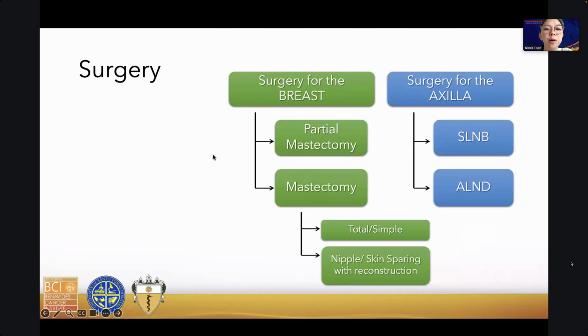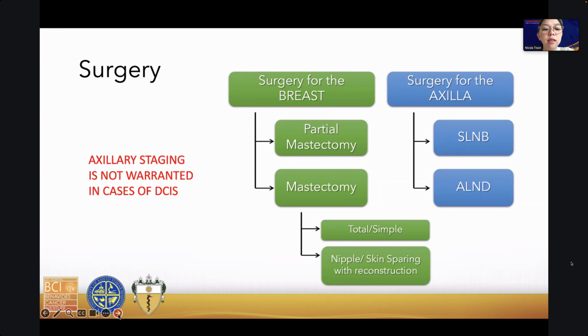Now, surgery for breast cancer involves surgery to the breast as well as surgery to the axilla. Surgery to the breast could be either a partial mastectomy, also known as wide excision, lumpectomy, or quadrantectomy. So any removal of that tumor with a margin of normal tissue, or a mastectomy, either the most common, a total or simple mastectomy, or for certain cases who are good candidates, we may offer nipple or skin sparing mastectomy with reconstruction. Surgery to the axilla would include sentinel lymph node biopsy or axillary lymph node dissection.